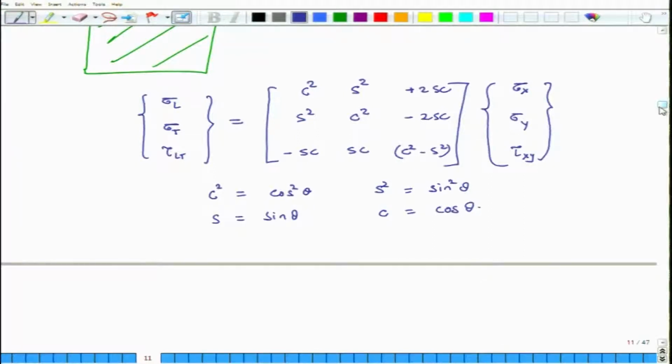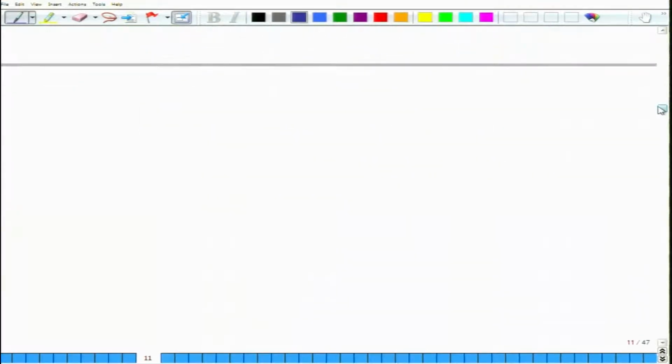So, we will abbreviate this matrix and we will call it a matrix T1, just a symbol, so that we do not have to write these 3 by 3 relations again and again. So, in brief, I can write sigma when measured with respect to LT axis is equal to a transformation matrix T1 times the sigma matrix when measured in xy coordinate system. Okay. So, this is equation 1.